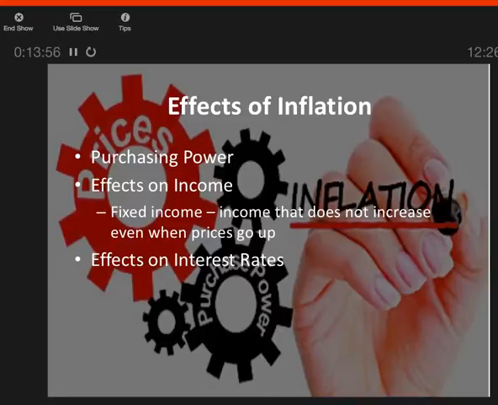Also with interest rates, it also affects investments. So let's say that you have a 7% interest rate return on a bond and you're tied in for 10 years, and interest rate increases to 5%. Now that means you're only making a 2% return. So inflation can also affect interest rates.